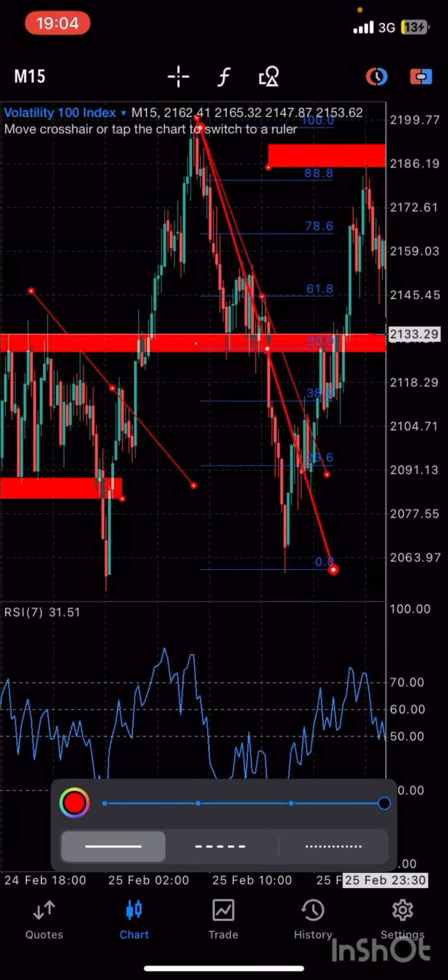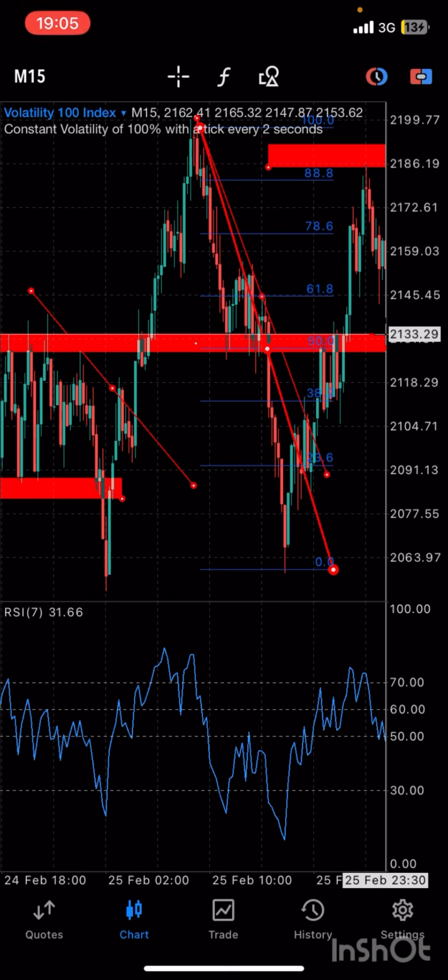So guys, this is one way to understand how you can go and do your back test and see how this works. Now another way, I think I'll have to do another video on that one.